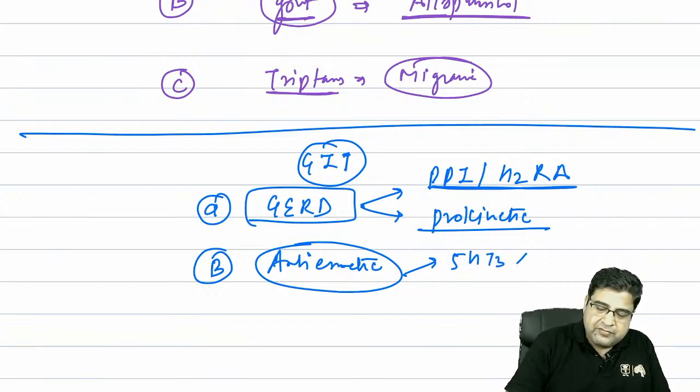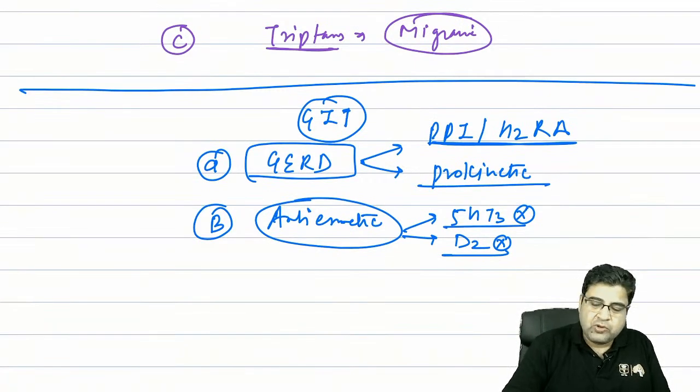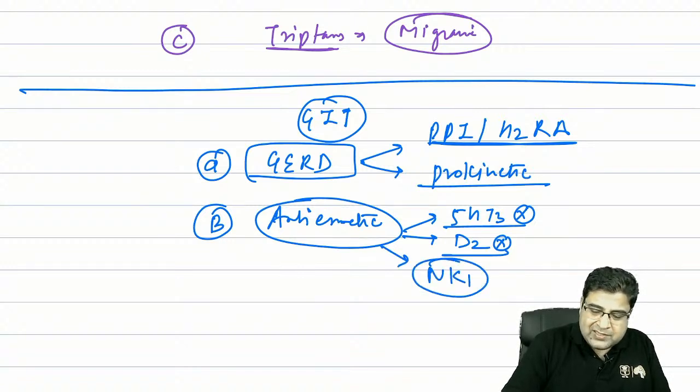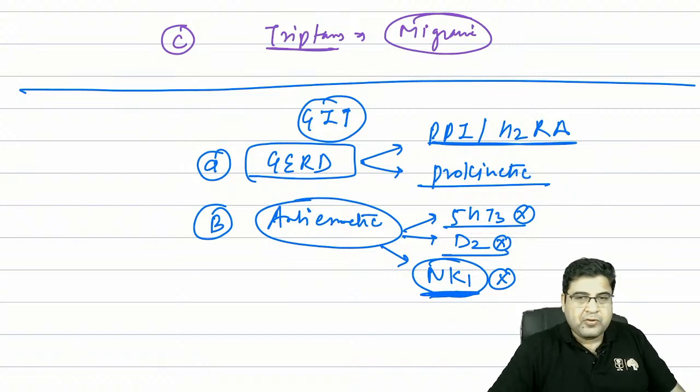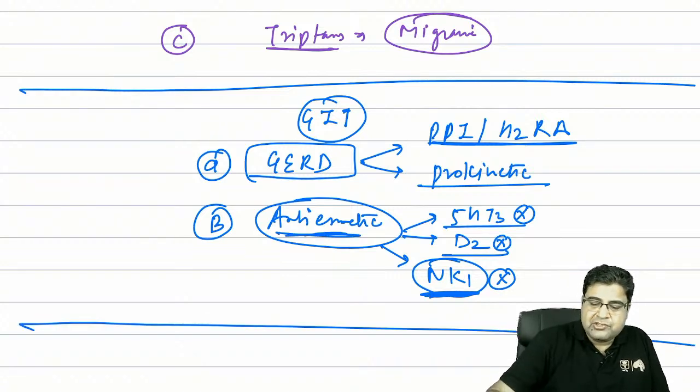The medicines which are 5-HT3 blocker, dopamine 2 blocker, and even the new group of medicine. Guys, this time in medical side, this question is asked. Neurokinin 1 blocker is a new group of medicines that they can ask in the exam. So neurokinin 1 blocker, very, very important. So these two topics are important in GIT.